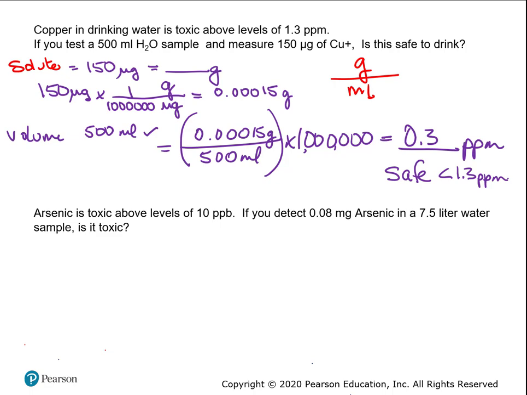Arsenic is toxic above levels of only 10 parts per billion. So parts per billion are really small amounts. If you detected 0.08 milligrams of arsenic in a 7.5 liter water sample, would this be toxic? Somebody's trying to kill you. Because arsenic was always used by like the crazy old ladies. That's how they always killed people. Causes some crazy neurological problems. So I want to know parts per billion. What's my solute mass?